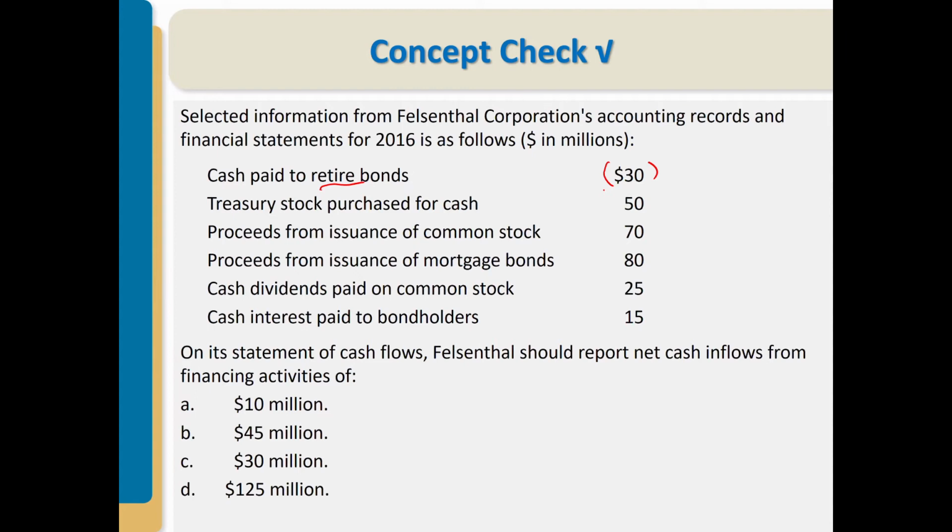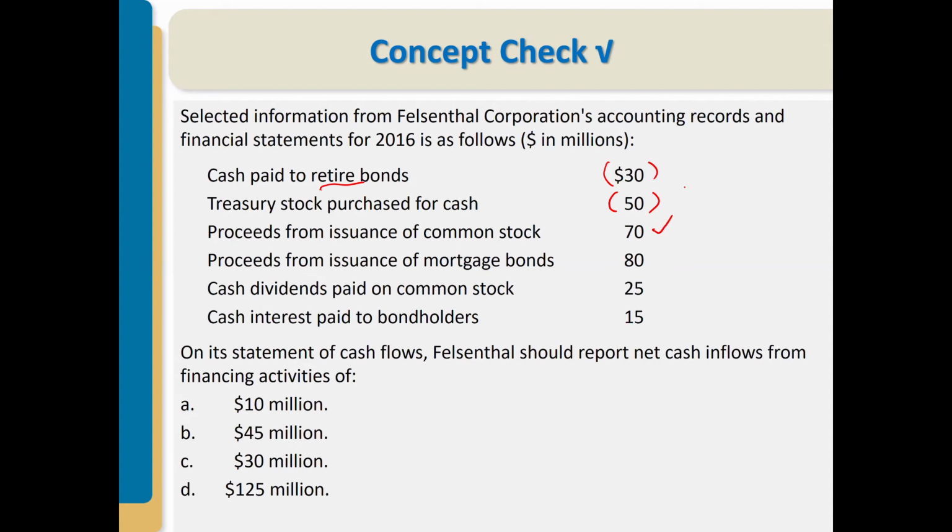Then treasury stock purchase for cash. We purchase our treasury stock. This is equity financing, correct? We spend the cash to purchase, so we have cash outflow, negative. And the proceeds from issuing common stock: this is equity financing. We issue stock to get cash, so this is positive.